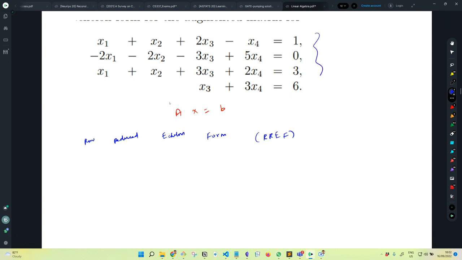Meaning, let's say I give you 4 equations with 4 unknowns. The task is to find assignments to unknowns in the equations. That is, you need to assign values to x1, x2, x3, x4 such that all 4 equations are satisfied, right? Now, to recap what we saw in last class, this 4 equations can be represented in AX equal to B format.